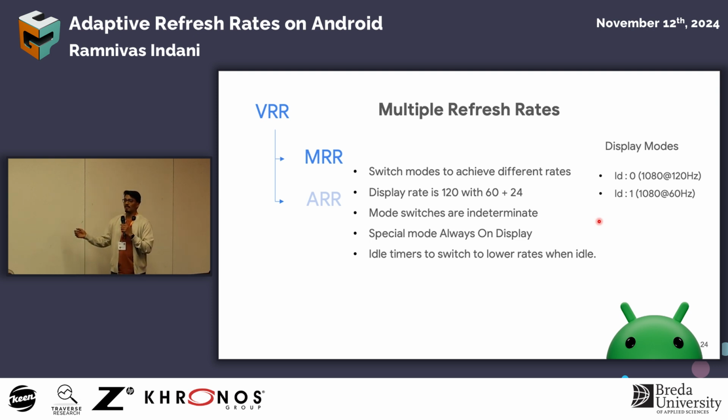So let's say you are refreshing at 120 constantly, but suddenly nothing is happening now. You received a notification or you were using your phone to scroll, but now it stopped. It's a wastage of power to keep refreshing the display at 120. So what we do is, there are different kinds of idle timers implemented. They wait for a certain time. If there are no updates, it automatically switches the mode to the lower refresh rate to save the battery.